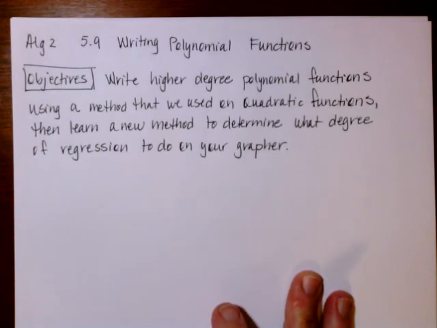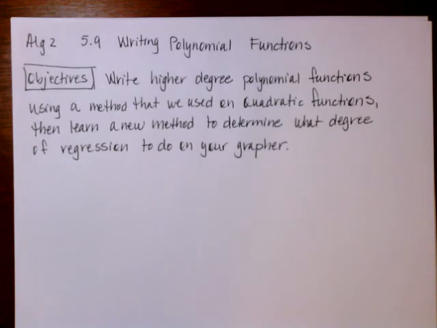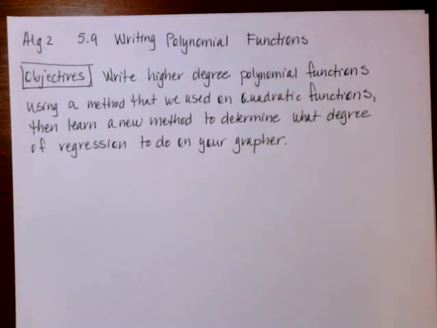We're going to do 5.9, writing polynomial functions. Our objectives are to write higher degree polynomial functions using a method that we used when we did quadratics. And then we're going to learn a new method to determine what degree of regression analysis to do on your grapher. So I will go through the regression several times as we walk through examples in today's notes. Our lecture is a little bit longer today just because we have some calculator work to do.